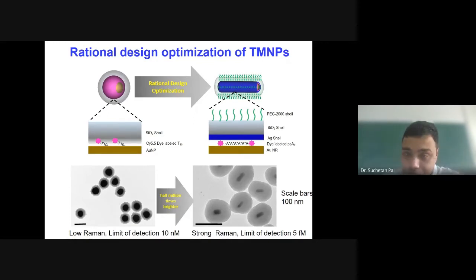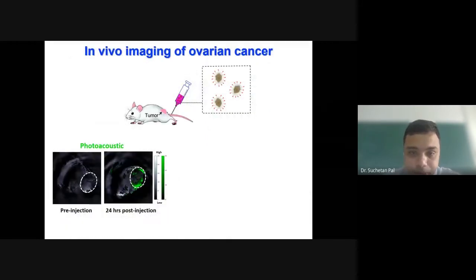So how do you check whether these nanoparticles are actually giving you a proper signal in reality? We tested this nanoparticle in a mouse model of cancer. We have an ovarian cancer mouse model, where the tumor is generated in the mouse, and we injected the nanoparticles, and you can see this is the photoacoustic data. After 24 hours of injection, the spot was lit up by the signal.